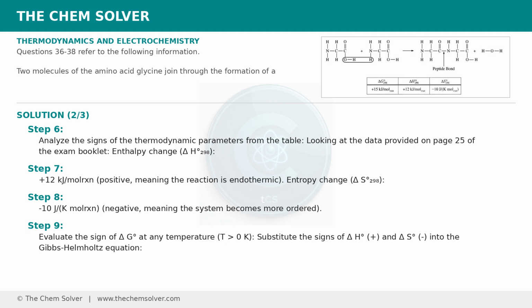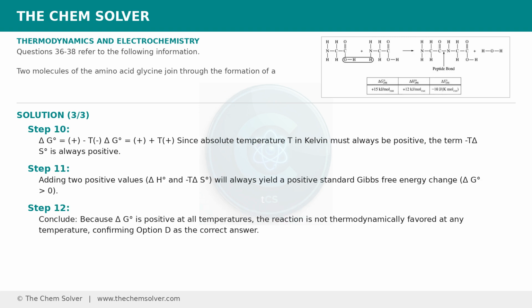Evaluate the sign of delta G degrees at any temperature, T, greater than 0 Kelvin. Substitute the signs of delta H degrees, plus, and delta S degrees, minus, into the Gibbs-Helmholtz equation. Delta G degrees equals plus, minus T times minus, which gives delta G degrees equals plus, plus T, plus.